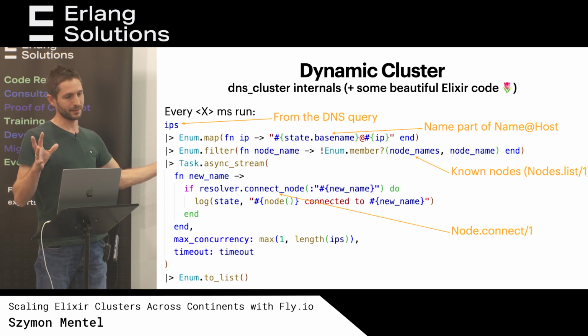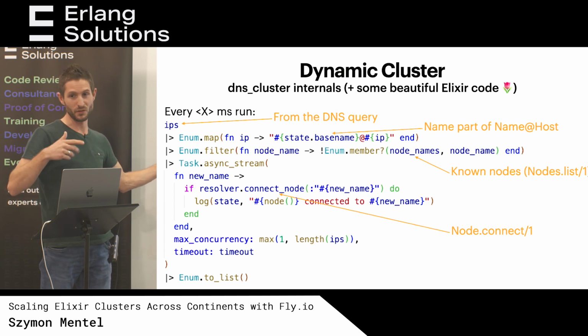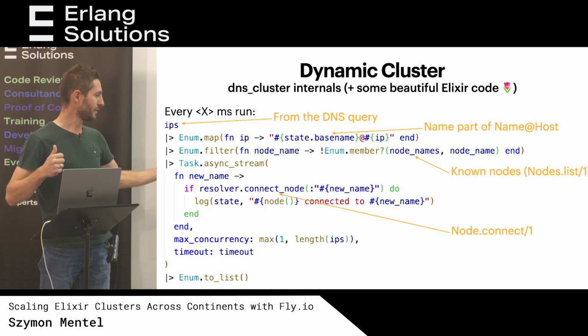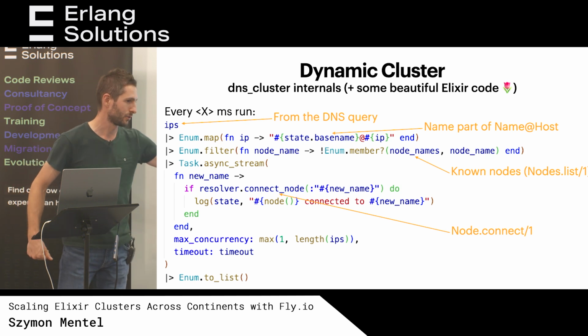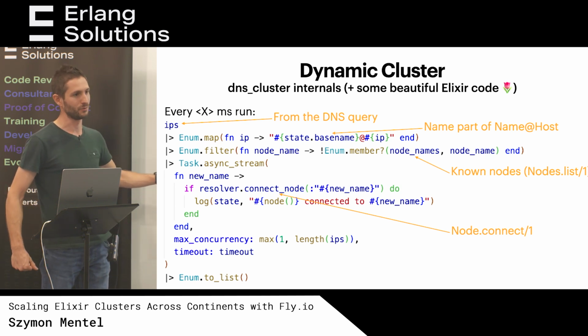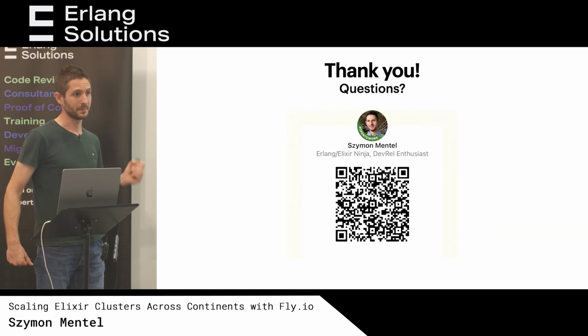When the cluster is dynamic, it means that some nodes join, some nodes leave. So we have a set of known nodes. And then for those we don't know, we just spawn a set of tasks that just do connect node. This is underneath just Node.connect, it's just an abstraction called resolver. And that's basically it. That's how it works.